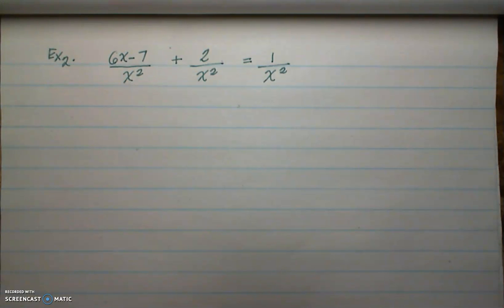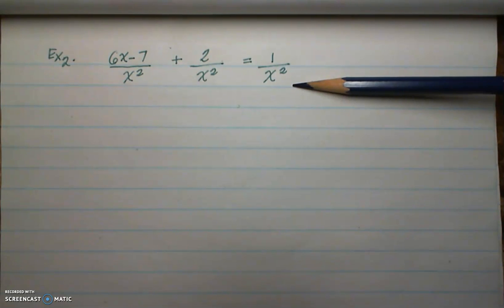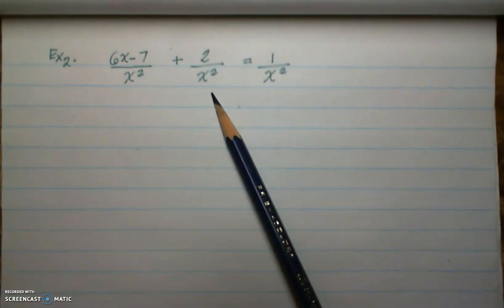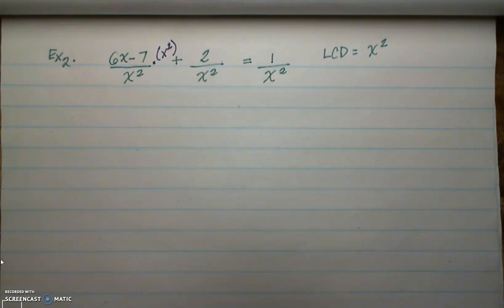All right, so example number 2. 6x minus 7 over x squared plus 2 over x squared equals 1 over x squared. Notice that in all of the fractions, the denominators are the same. So therefore, there is no need for us to look for the LCD. They have this as the common denominator. So let's do step 2, which is to multiply each term by x squared.